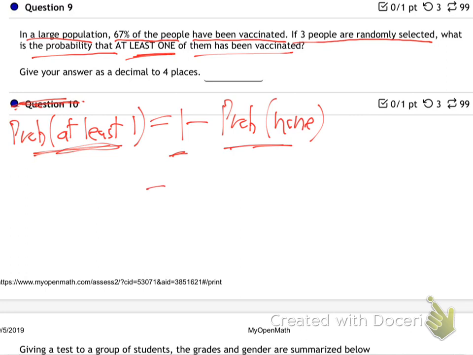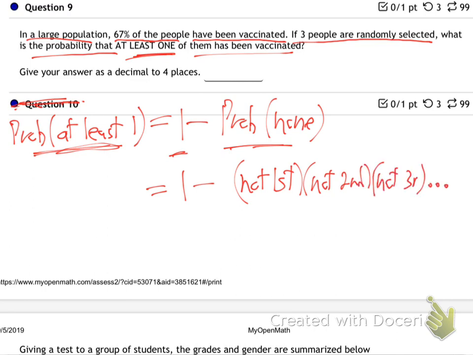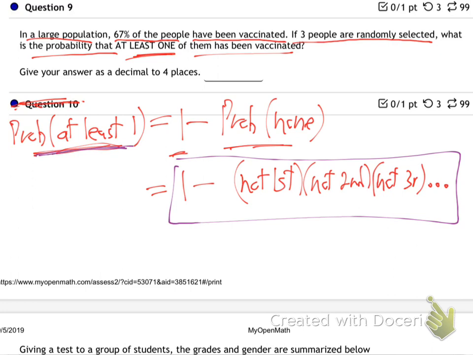So how do you do at least one? 1 minus, and what's the probability of none? Not the first times not the second times not the third, etc. There's a general setup for how you do the probability of at least one. You take 1 minus, not the first, not the second, not the third, multiplied together.